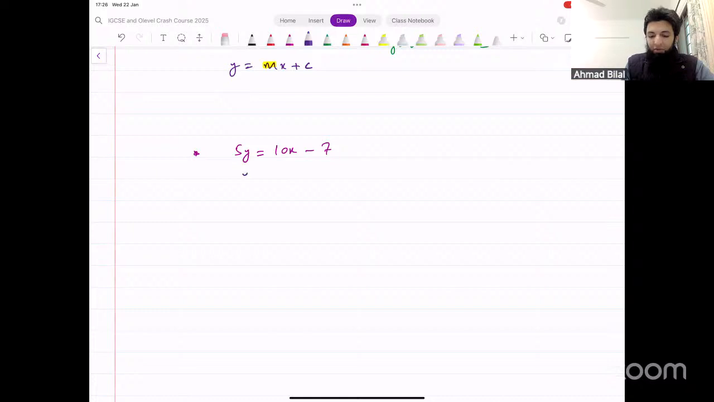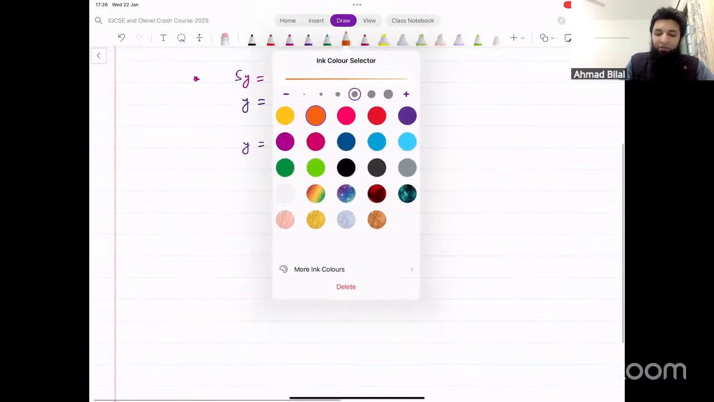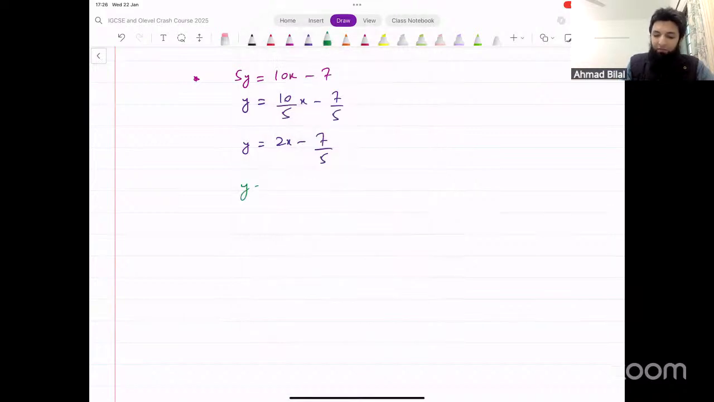You divide the whole equation by 5. So divide by 5 on the other side, and that will give you 10 over 5 times x minus 7 over 5. And that simplifies to y equals 2x minus 7 over 5. And now you can compare it with the standard form, y equals mx plus c. What's the coefficient of x that you've got here? It's 2. So you say the gradient of this line is equal to 2.